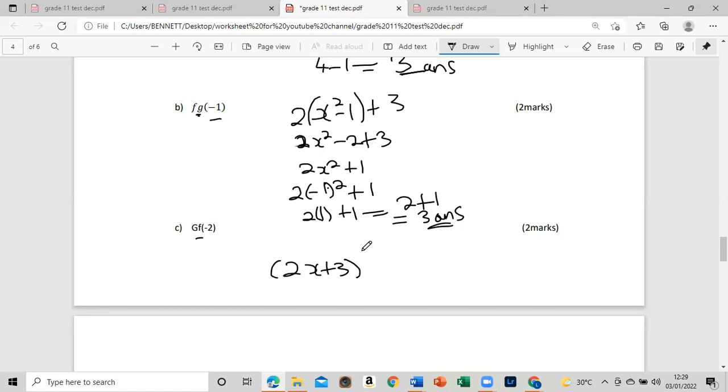Now we square. So we're going to multiply this. I know the answer for this. It's going to be 4x squared plus 12x plus 9. I'm going to work it out for you guys.